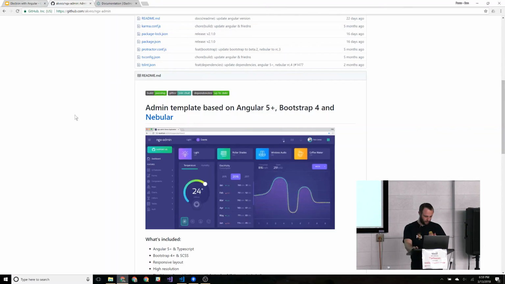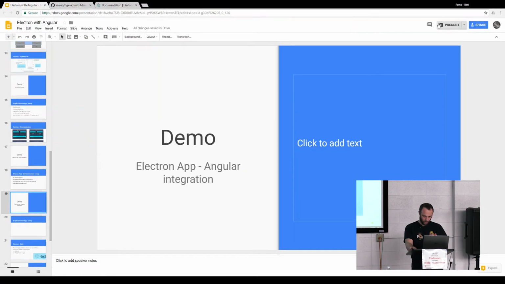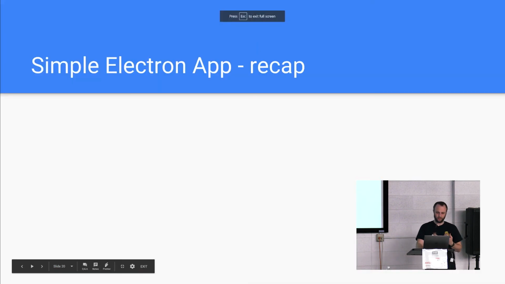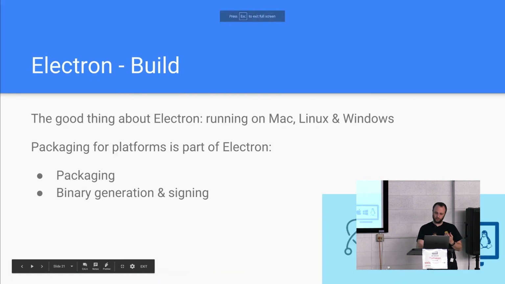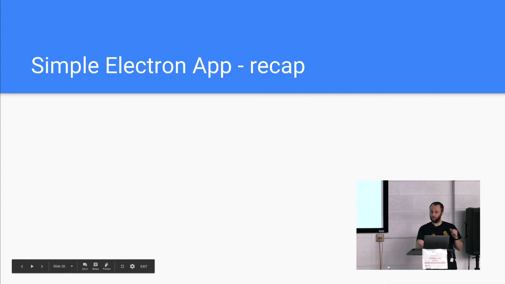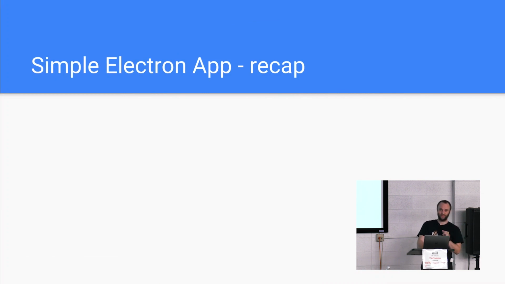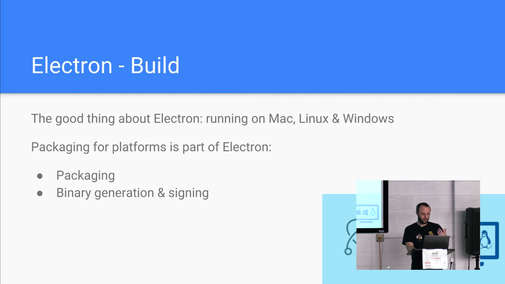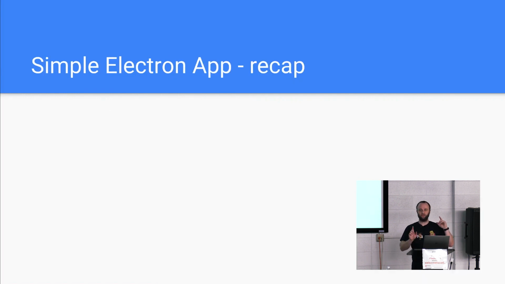I think we were close to the end in terms of slides. There's the recap. Something disappeared. No recap. So I'll do it on the fly. Basically the recap is that what we saw is not that complicated: porting an app inside of Electron.